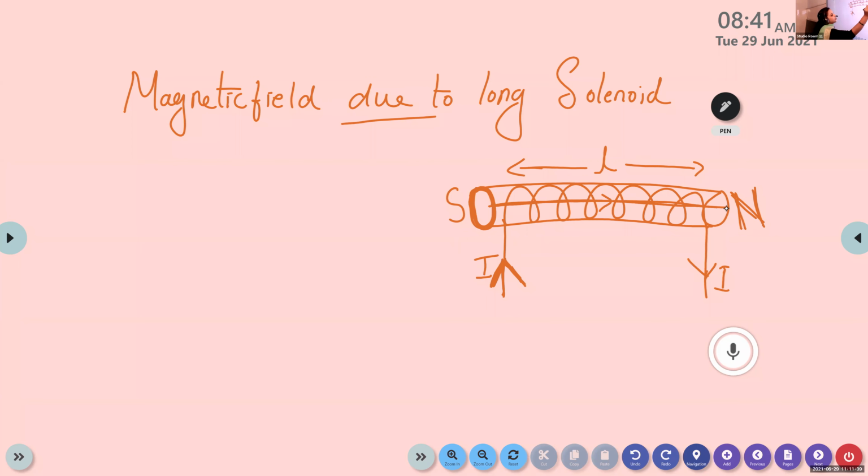Because the magnetic field produced by the solenoid is exactly similar to that produced by a bar magnet. So here, this is the south pole of the solenoid and this is the north pole of the solenoid. So we can say the magnetic field is directed from south to north inside the solenoid. So here we found the direction of the magnetic field. Now we want to calculate the value of the magnetic field produced by this long solenoid. And how can we calculate the value of the magnetic field? Which theorem are we going to apply here?